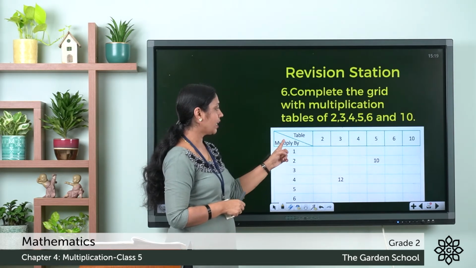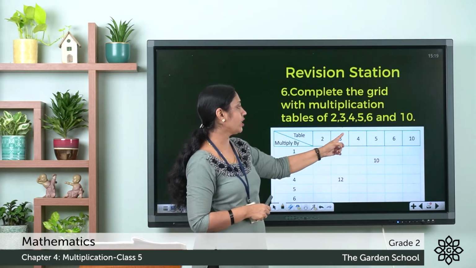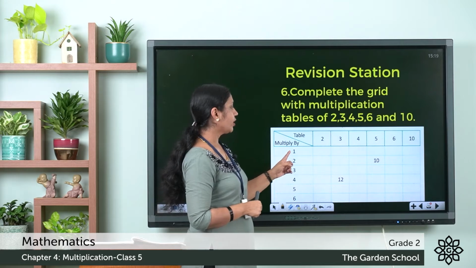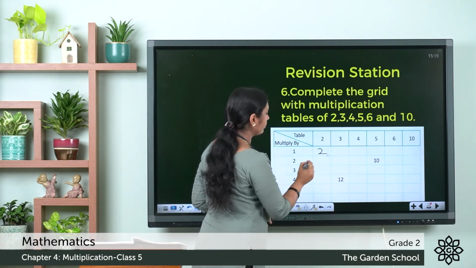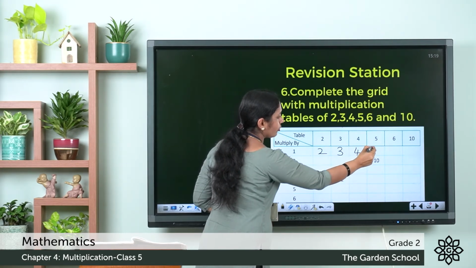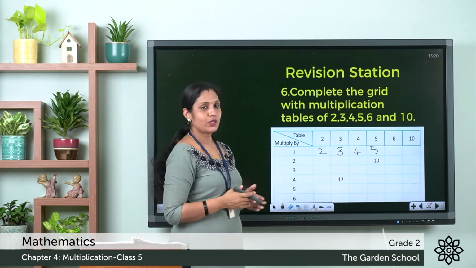Here you can see multiply by 1. And here you can see the numbers 2, 3, 4, 5, 6 and 10 are given. So here we can write 1 into 2. So 1 two is 2, 1 three is 3, 1 four is 4, 1 five is 5. You can complete that. So let's move on to the next table.